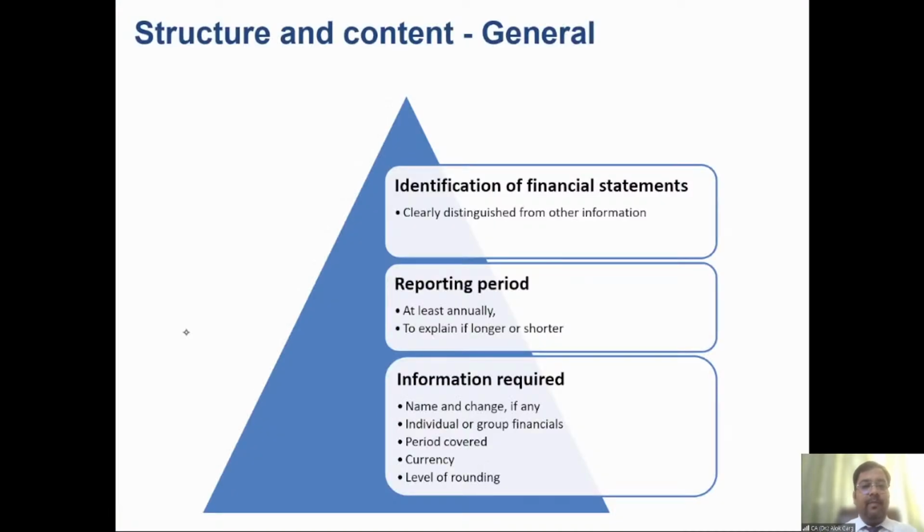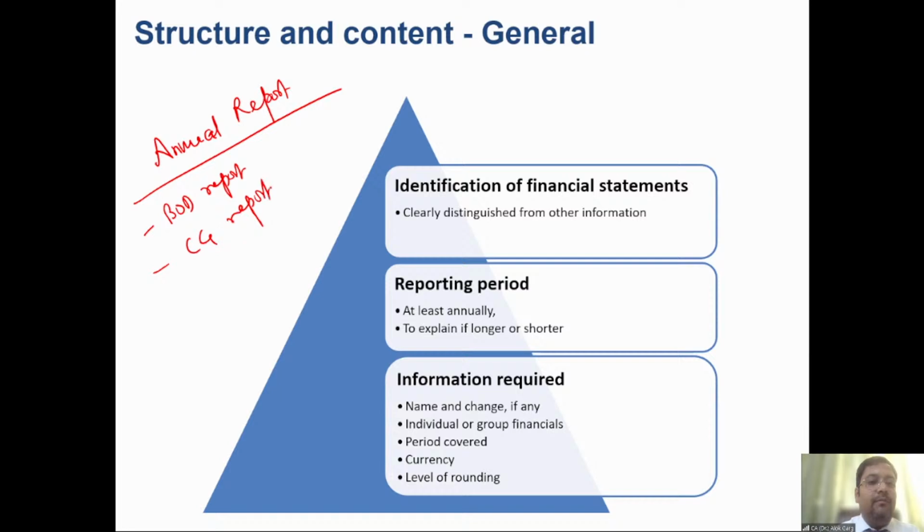So guys, we have discussed the key features of the financial statement. Now let's discuss the components of the financial statement and their structure and content. Okay. So coming to the structure and content, in an annual report there are a lot of statements, right? For example, board of directors report, corporate governance report, management discussion and analysis report, business responsibility and sustainability report. Then your financial statement.